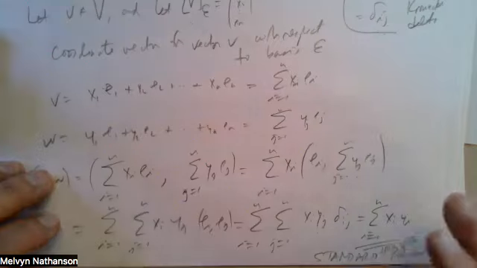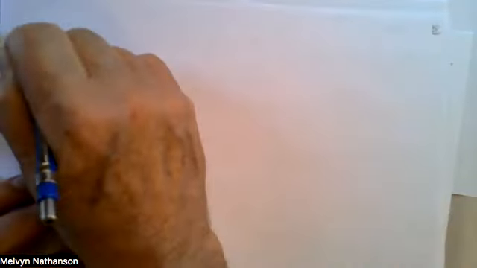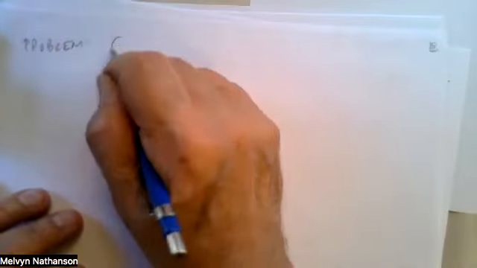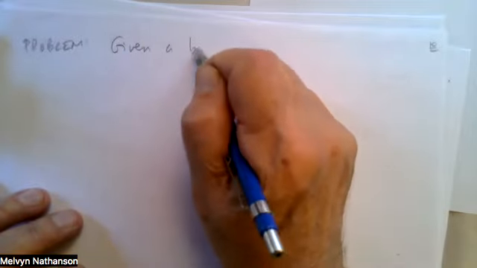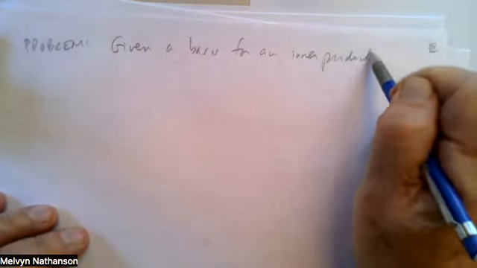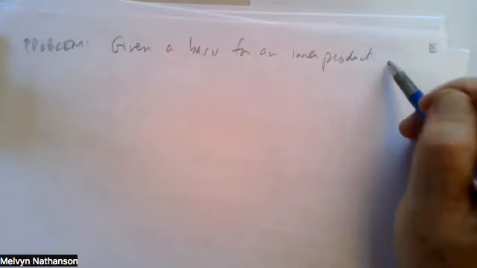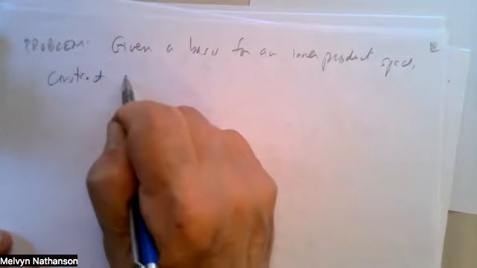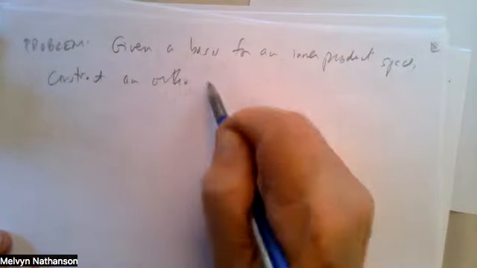So orthonormal bases are nice, but you're not always given an orthonormal basis for a vector space. So we have the following problem. Given a basis for an inner product space, which is just a vector space where we've defined an inner product, construct from it an orthonormal basis.